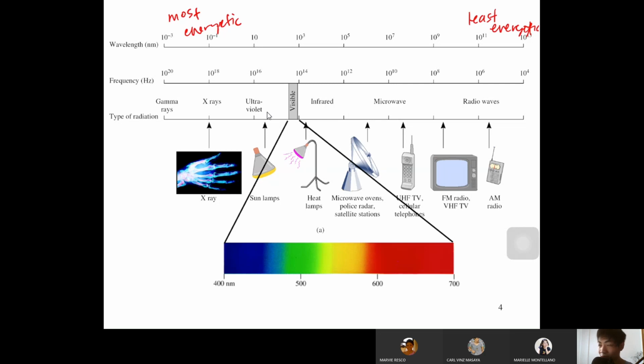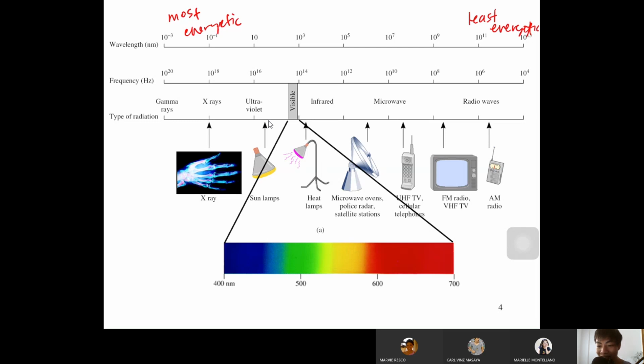Okay. So, ultraviolet, ito yung ginagamit din sa solar panels. Ano ginagawa dyan? Yung visible and the ultraviolet rays ng araw, they are used to excite the electrons sa atom.